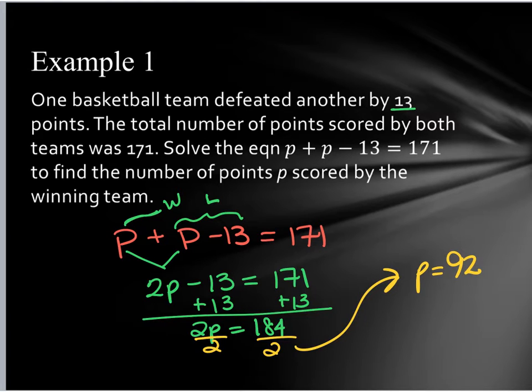Now, because we're doing a story problem, we know that p, and it tells me this up here, is going to be the number of points. So p is going to be 92 points for the winning team. The losing team would be 92 points minus the 13 points, or the losing team lost with 79 points.